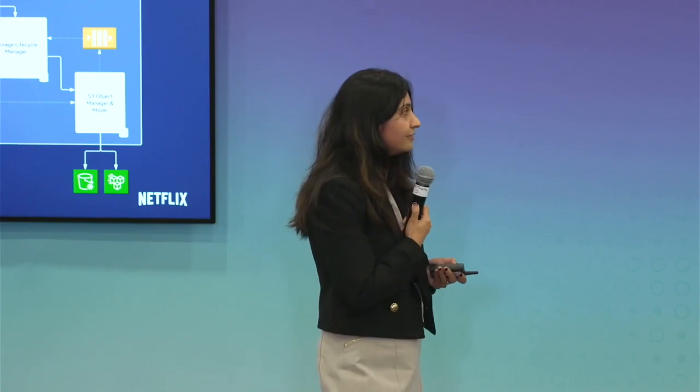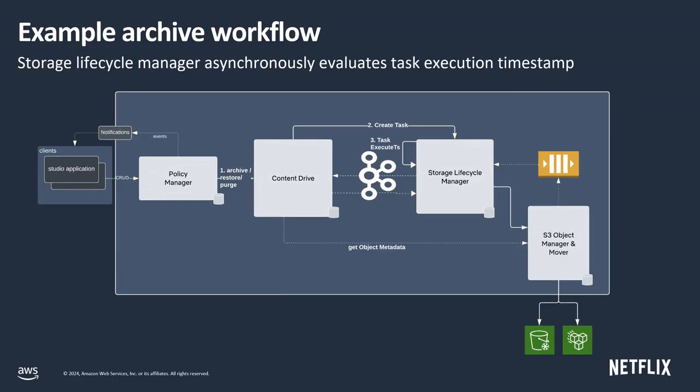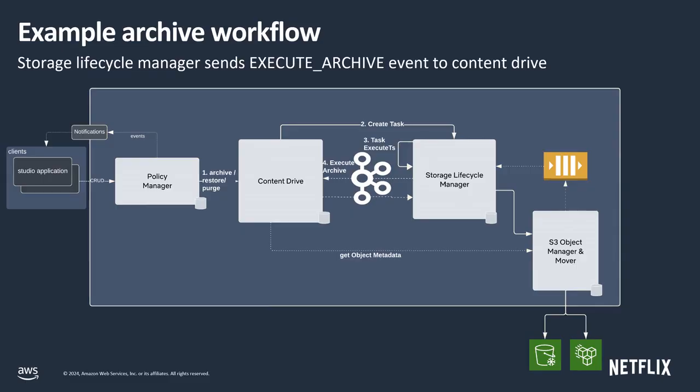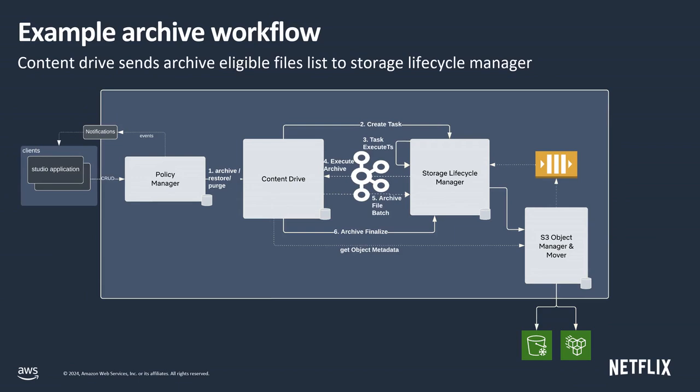So now, Storage Lifecycle Manager persists this information and then decides the shard ID for the task. Storage Lifecycle Manager has components that continuously keep evaluating which tasks are eligible for execution at a time. Based on the task's execution timestamp, it starts the execution of that task with the content drive. And then content drive collects the archival objects which need to be archived as part of the task and sends that list to the data lifecycle manager along with the finalized event after that.